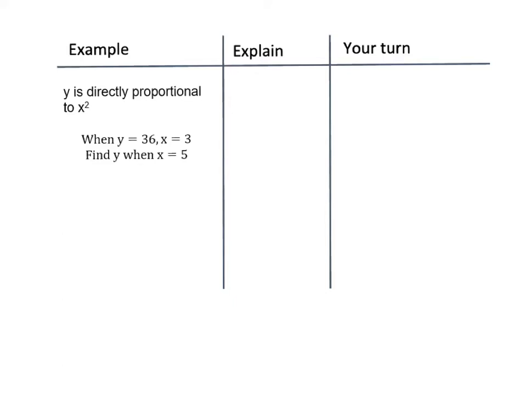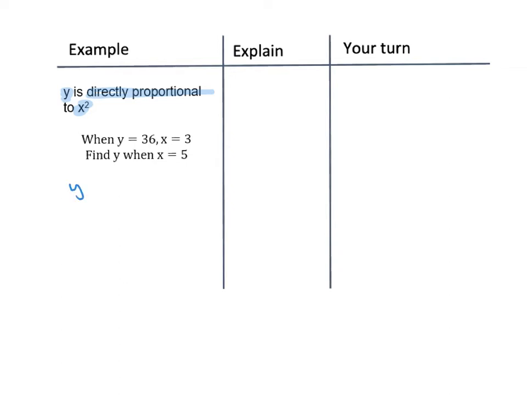Today we're going to build on our work from looking at finding formulas and using formulas for direct proportion. At first glance, this question might look the same. However, there is an important difference. You can see here that we have y is directly proportional to x squared, and it's that x squared that's different. So we start by writing that as a mathematical sentence using mathematical notation.